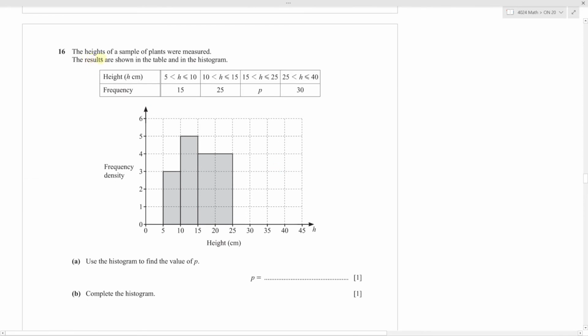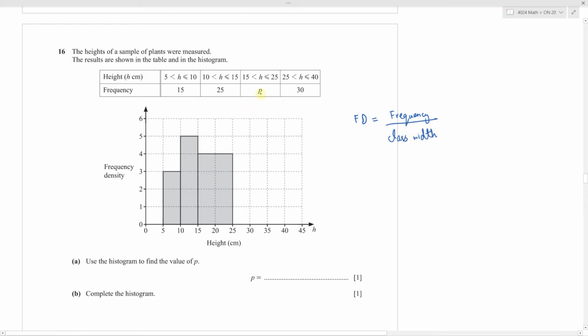Question number 16: the heights of a sample of plants were measured. The results are shown in the table and the histogram. So you have 15 plants with height between 5 and 10, 25 plants with height between 10 and 15, and so on. Use the histogram to find the value of P. On the y-axis of your histogram you have frequency density. So frequency density is equal to the frequency divided by the class width.